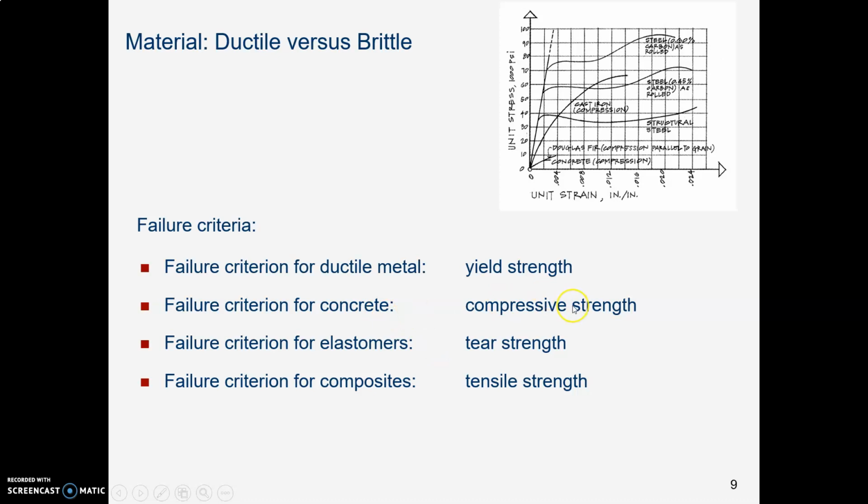For concrete, we think about the compressive strength, and you might remember we've looked at test cylinders for concrete samples and how we send them to the lab and compress them in a press and see how much load it takes for them to explode. Then here are a couple of others. Elastomers means rubbery things, and composites, we think about tension.